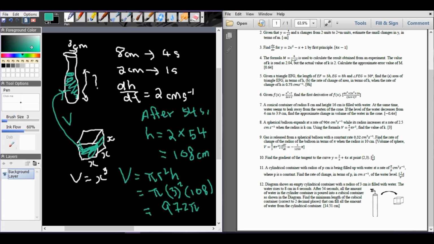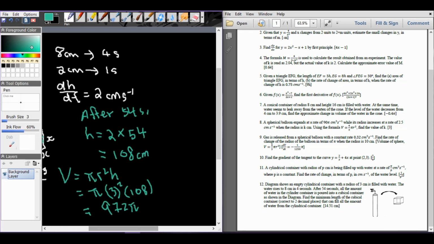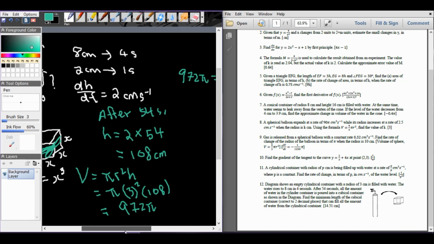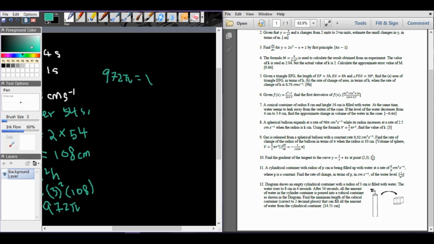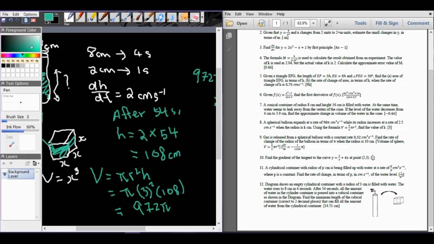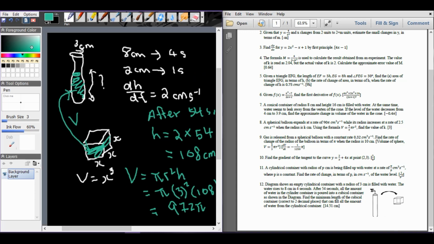So this amount of water is being filled into this cubical container. So the volume of water here is the same. You just compare. So 972 pi will equal this x cubed. So x must be the cube root of 972 pi, which is 14.51 cm. This is the minimum length of x, so that this amount of volume of water can be filled into this cubical container.